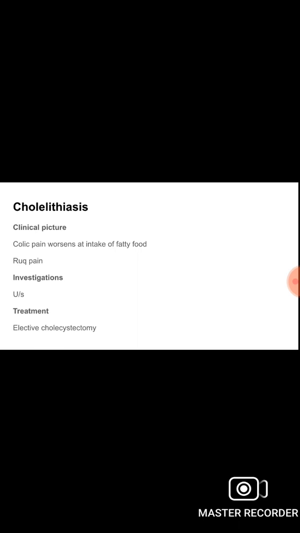The clinical picture here is colic pain worse at intake of fatty foods. So when somebody takes fatty foods, burgers, deep fried chicken, the pain gets worse, and the pain is colicky. Don't forget that. That's a significant clinical feature, colic pain. Then there's also right upper quadrant pain. Investigation is abdominal ultrasound again. This is just a clinician's tip: whenever you have a patient that has right upper quadrant pain, make sure you start thinking of abdominal ultrasound. The treatment there is elective cholecystectomy.